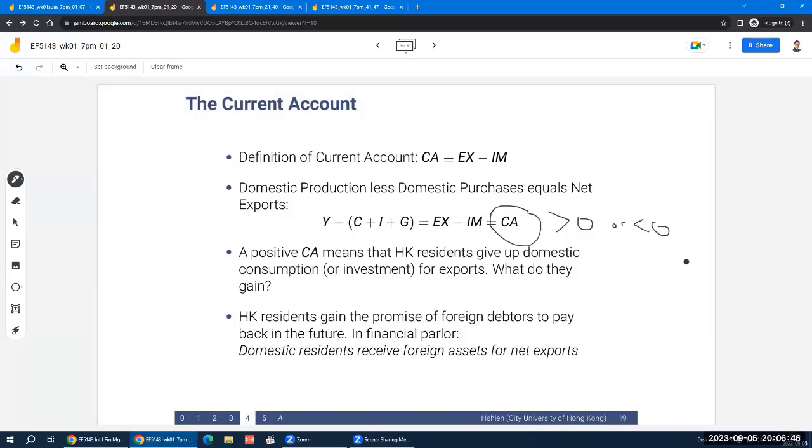Okay? So a positive current account means you're producing more than you can consume, right? You have a residual left over after you consume your goods and services. So you have a positive EX minus IM. And if you don't consume it, then you obviously exported it. And when you export something, you're trading it for foreign currencies. And when you trade it and accept the currency, you are actually accepting their credit, right? You're accepting their promise that you can use their currency to buy something sometime in the future.